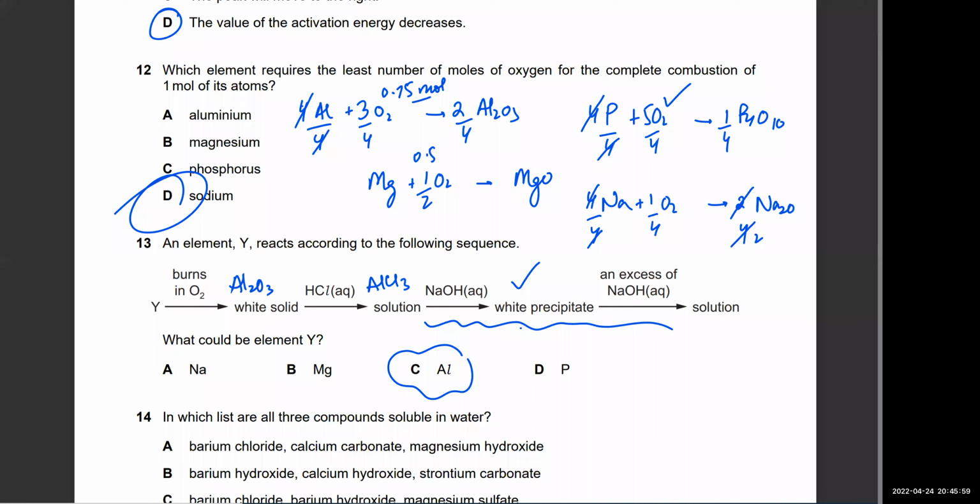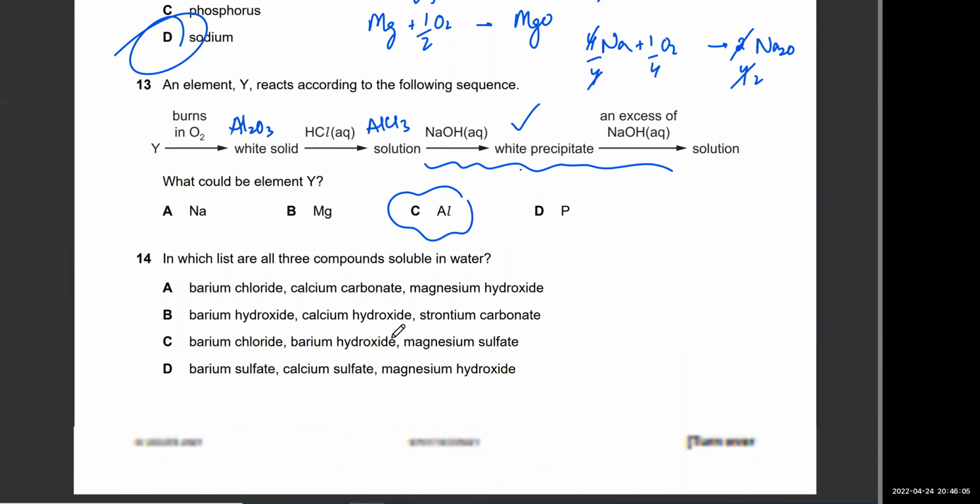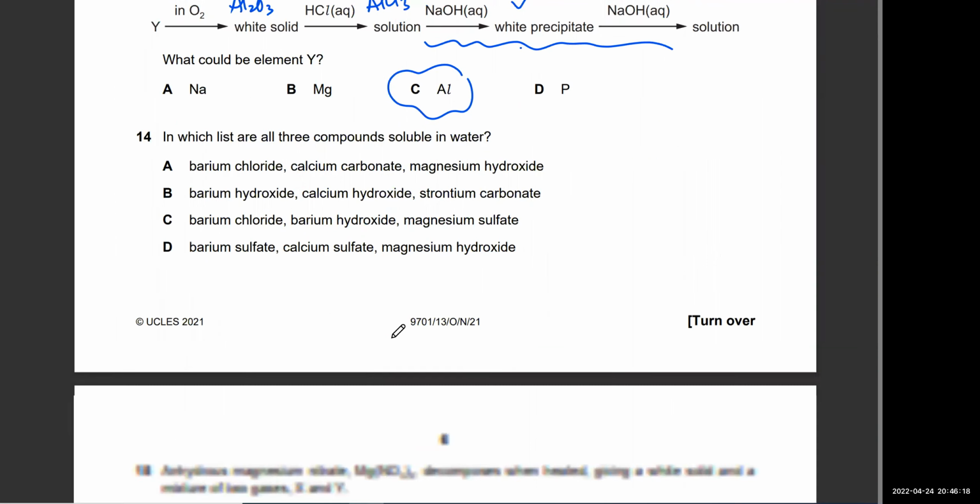Okay. So this one is clear? Just remember this: even though a lot of people are skipping P3 practicals, remember the tests for cations and anions have to be memorized.